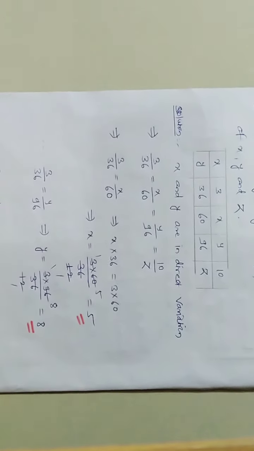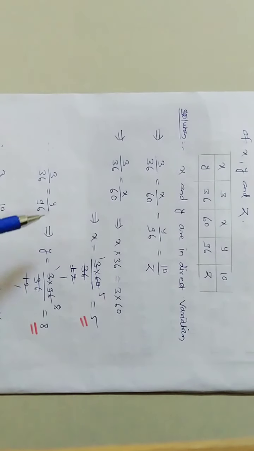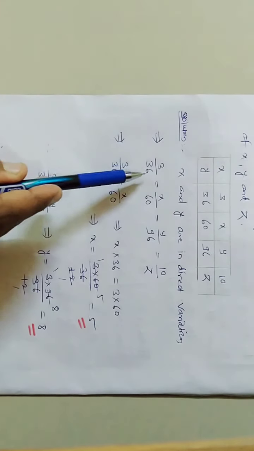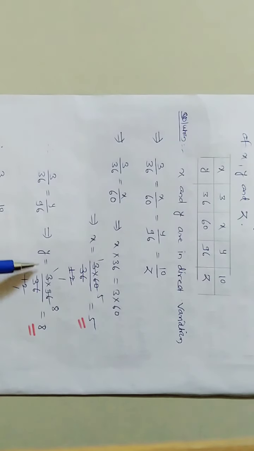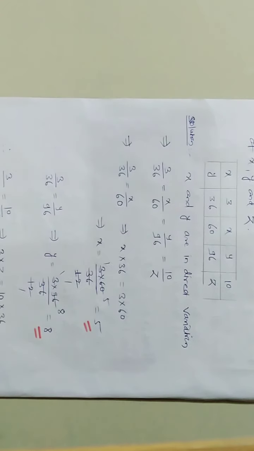Now we will find out the value of y. Here you can consider 3 upon 36 is equal to y upon 96. So y is equal to 3 multiplied by 96 divided by 36. 3 ones are 3, 3 twos are 6, so 12 ones are 12, 12 eights are 96. So which is equal to 8.